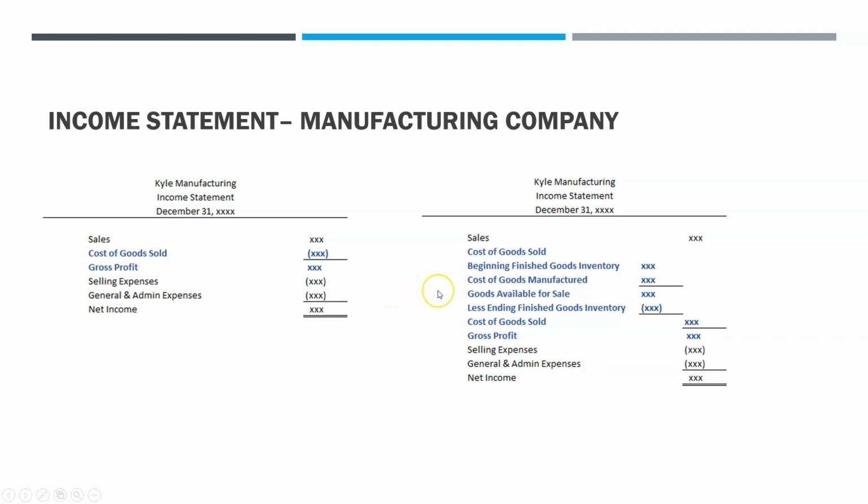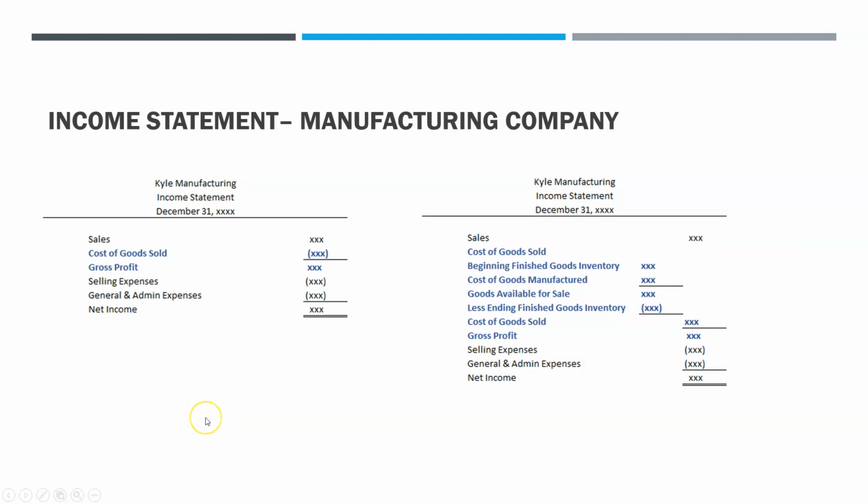So to calculate cost of goods sold for a manufacturer, we start with the beginning finished goods inventory account, and then you add your cost of goods manufactured. That gives you goods available for sale. From that, you subtract the ending finished goods inventory to come up with your cost of goods sold. And then the cost of goods sold is subtracted from sales to come up with gross profit.